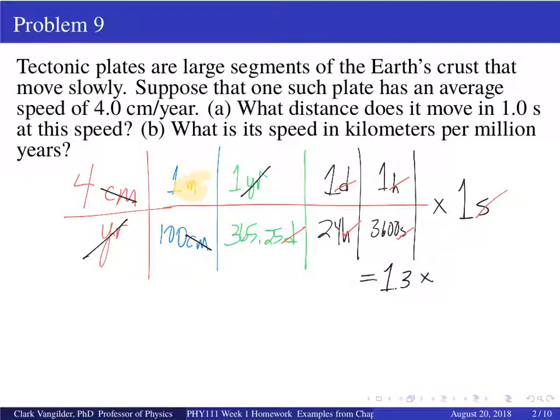1.3 times 10 to the minus 9th meters. Anybody know what 10 to the minus 9 meters is as its own unit? Nanometer. So it moves a little over 1 nanometer.